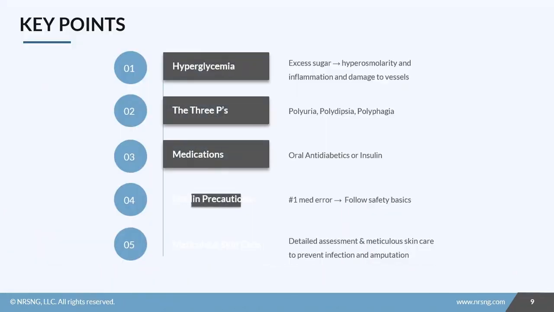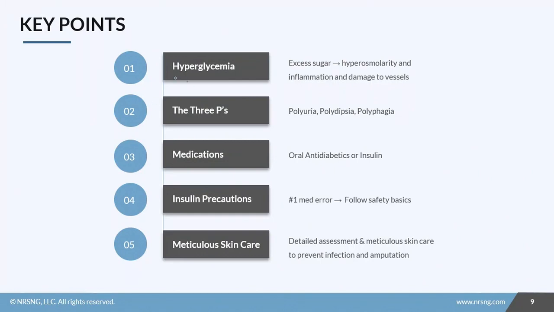So let's recap. Diabetes causes hyperglycemia, which causes damage to the vessels and nerves because of the inflammation and hyperosmolarity. The classic symptoms of diabetes are the 3 Ps: polyuria, polydipsia, and polyphagia. Type 1 diabetics will require insulin, whereas type 2 diabetics could use an oral anti-diabetic agent or even just diet and lifestyle changes to manage their sugars.